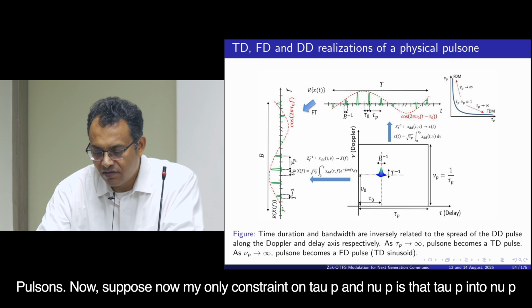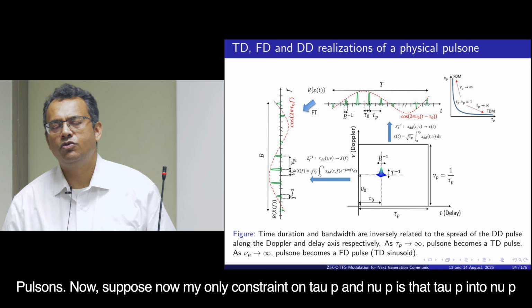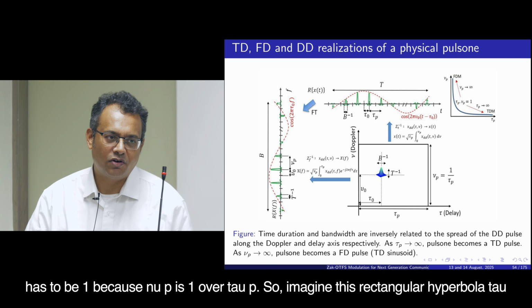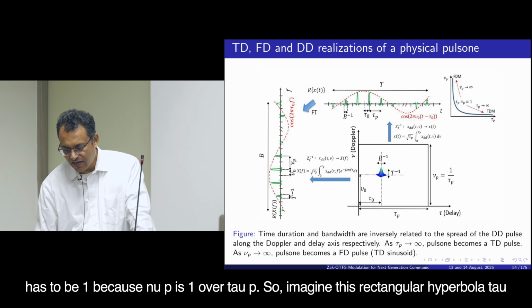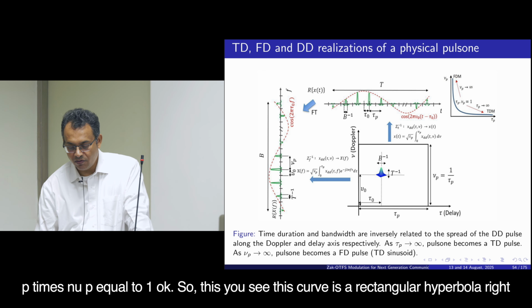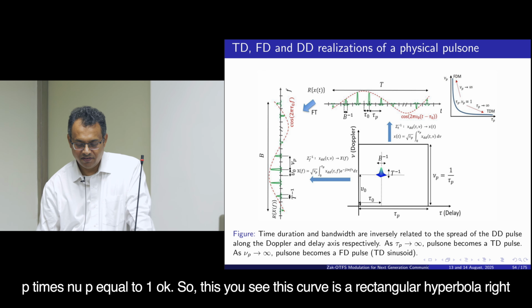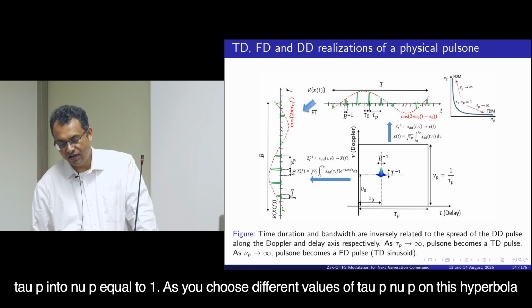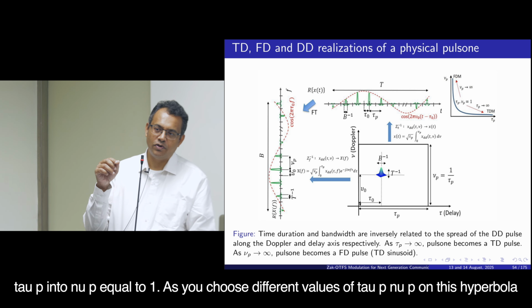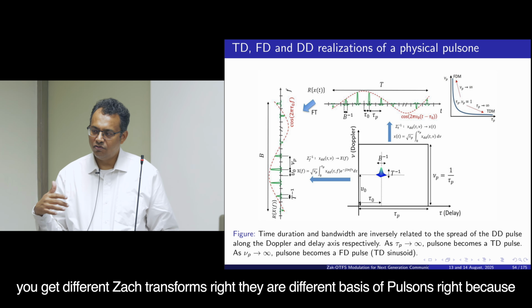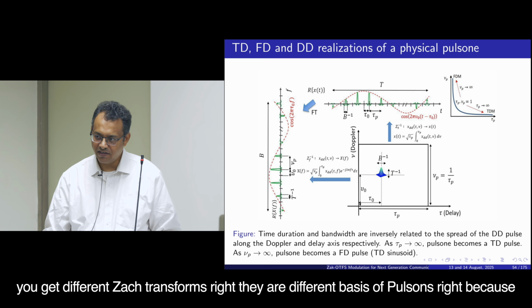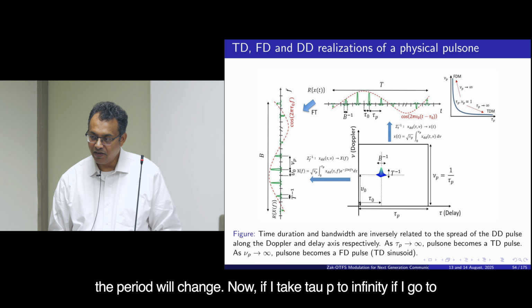Now, my only constraint on tau p and nu p is that tau p into nu p has to be 1, because nu p is 1 over tau p. So, imagine this rectangular hyperbola, tau p times nu p equal to 1. As you choose different values of tau p and nu p on this hyperbola, you get different Zak transforms, right. They are different bases of pulsons, because the period will change.